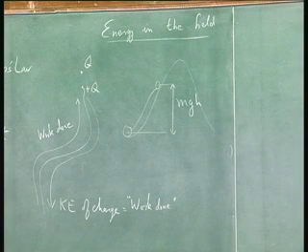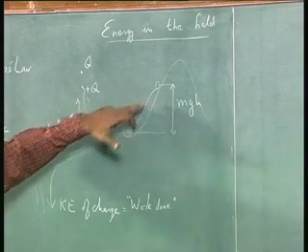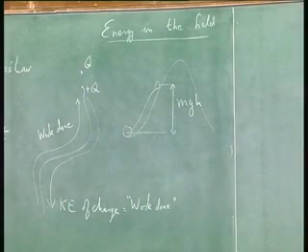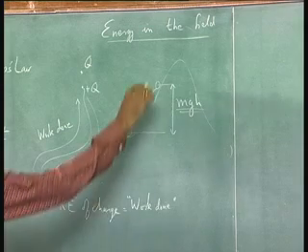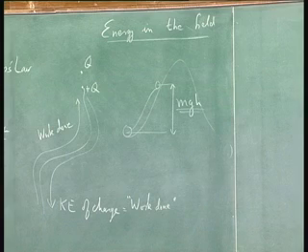The amount of work I did on it was mgh. If I let that rock go, then the total kinetic energy of that rock, both the linear momentum and the rotational momentum, all of it put together, must be equal to exactly this mgh. That is, it rolls down the hill and converts gravitational potential energy to kinetic energy.